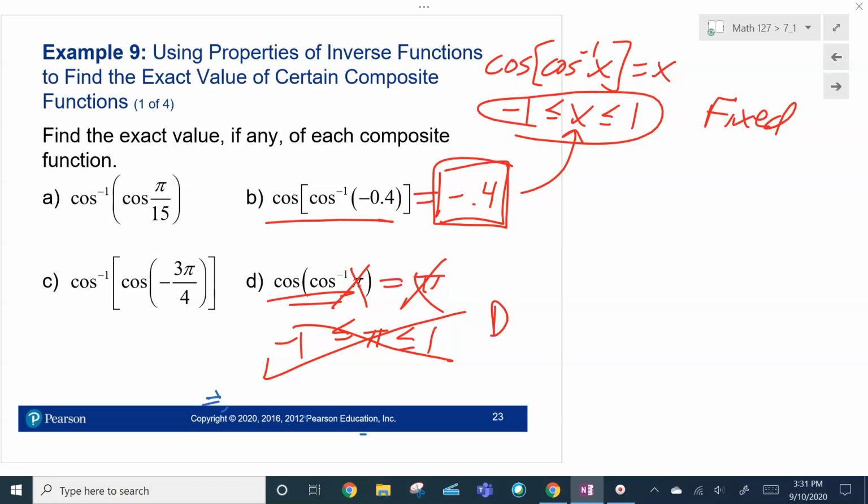So this is undefined or does not exist on that. So not defined. Let's try not defined. All right, let's keep going.